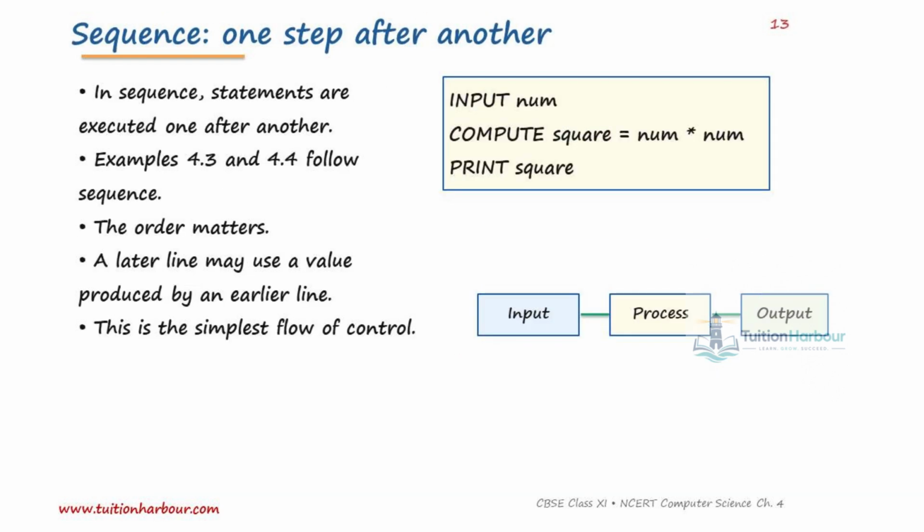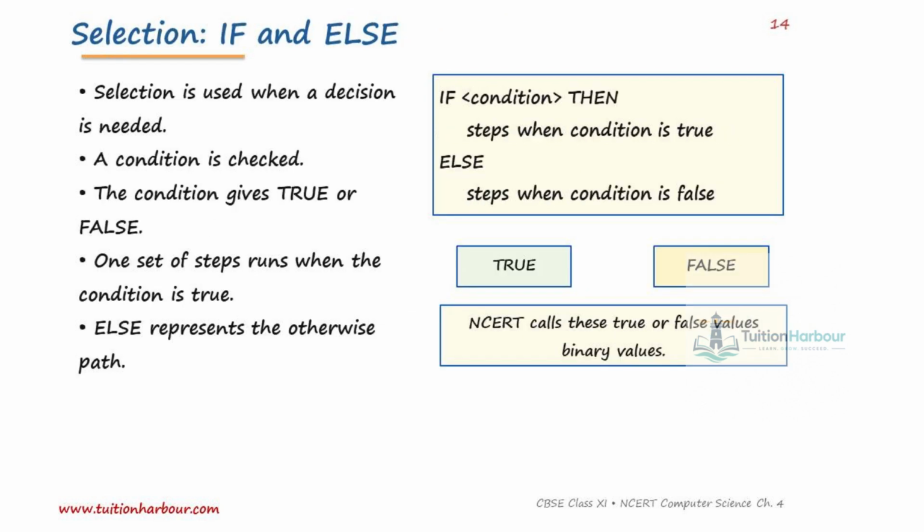Sequence means steps run one after another. For example, input a number, compute its square, then print the square. Selection uses if and else. The condition is checked. If true, one path runs. If false, the other path runs.